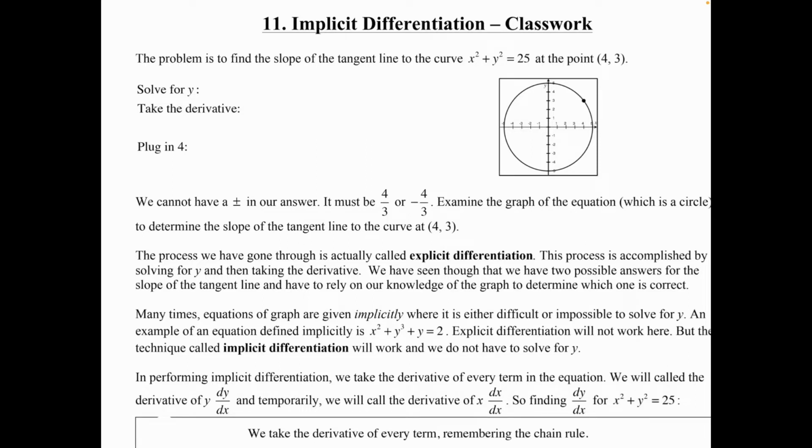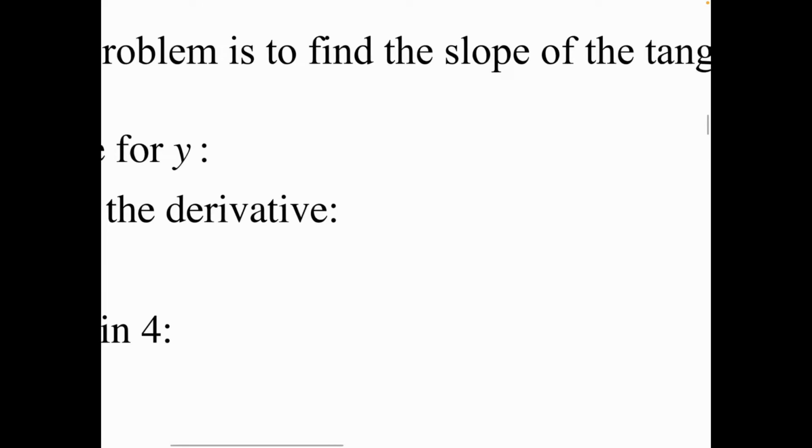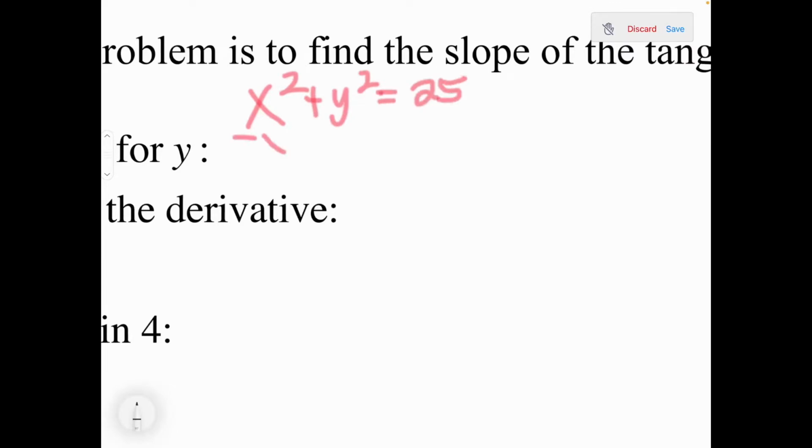In this first example, we want to find the slope of the tangent line to the circle at the point (4,3). The equation of the circle is x squared plus y squared equals 25. So we could go through and solve this equation for y. We subtract x squared from both sides, so we get y squared is equal to 25 minus x squared.